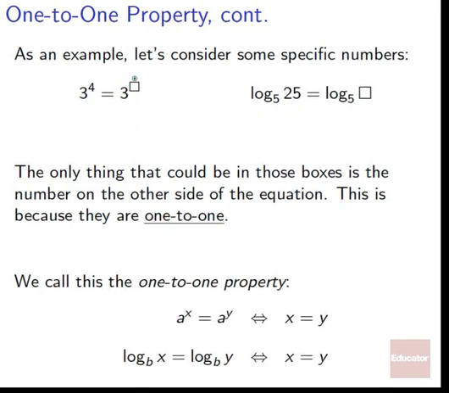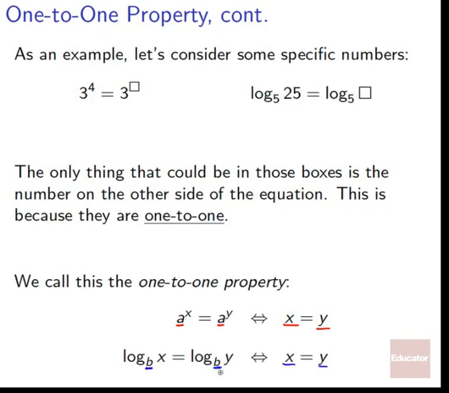We call this the one-to-one property, and it says if a base a is raised to x, and we have that equal to the same base a raised to y, then it must be the case that x equals y. Similarly, if we've got log base b of x, and we know that it's equal to log base b of y, then we know x equals y. And notice that in both of these cases, the base has to be the same on each side. We've got a to the x and a to the y. We've got log base b of x and log base b of y.